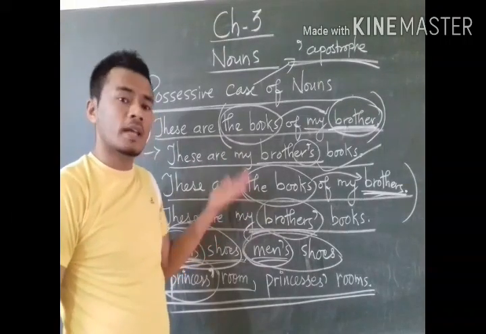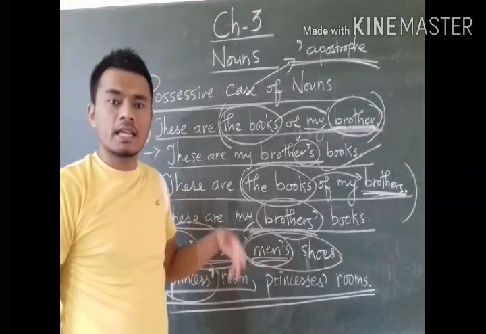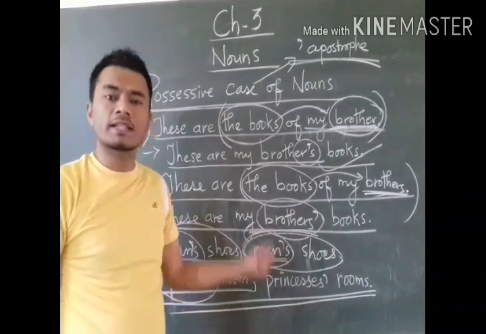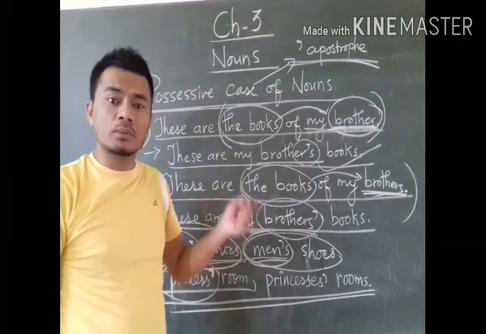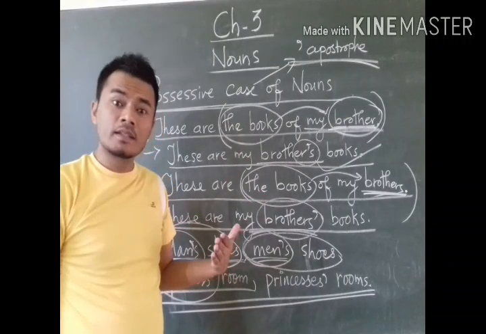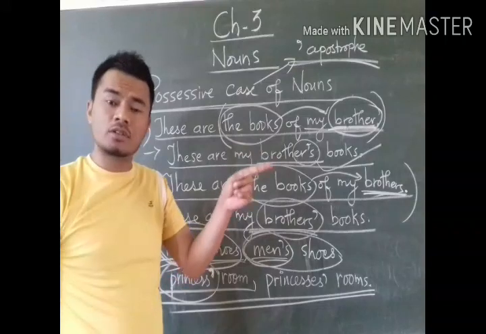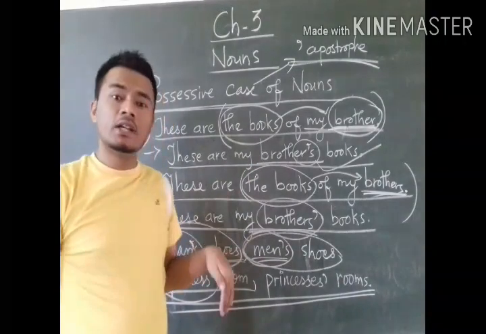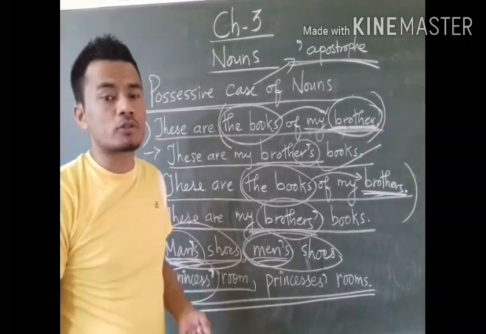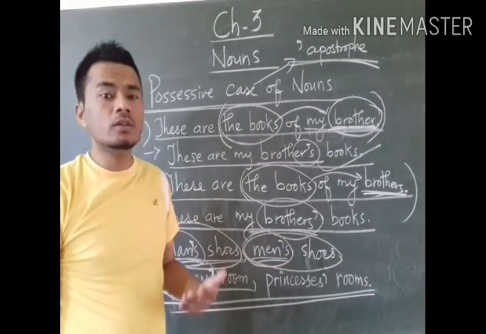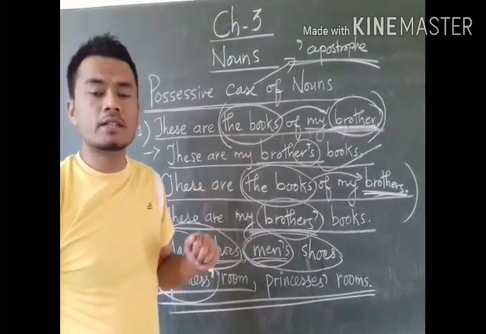So how to show possession? If the nouns are singular, apostrophe s. If the nouns are plural, then just apostrophe. If the nouns end with n, both singular and plural take apostrophe s. But in the case of singular and plural nouns ending with s, in both cases only apostrophe. You need to make your mind very clear about this possessive case of nouns.